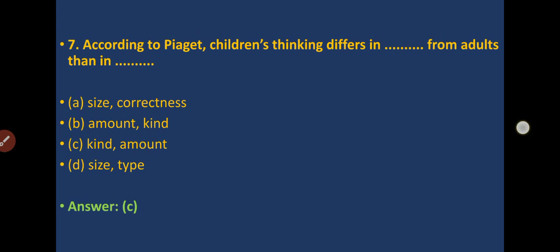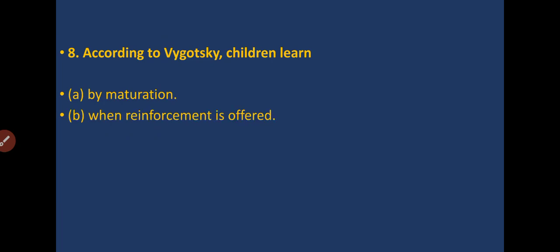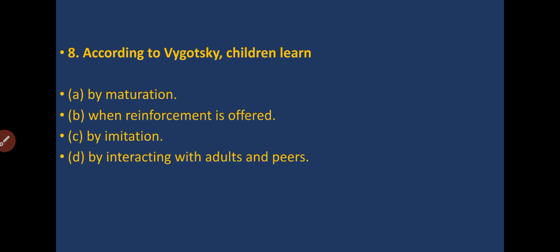Next, according to Vygotsky, children learn A. by maturation. B. when reinforcement is offered. C. by imitation. Or D. by interacting with adults and peers. The correct answer is option D. By interacting with adults and peers.